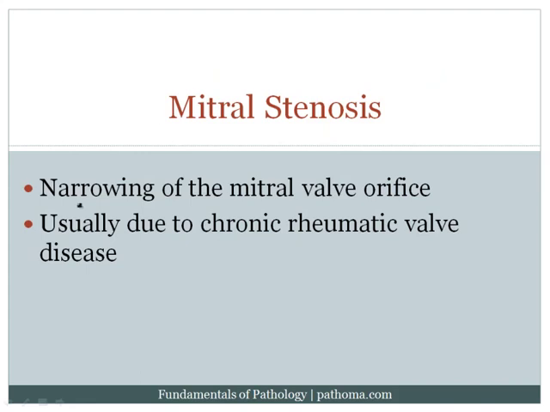Mitral stenosis is when we have narrowing of the mitral valve orifice, and the key circumstance in which we would see this would be chronic rheumatic valve disease. Remember that chronic rheumatic valve disease preferentially involves the mitral valve and that it creates stenosis. So chronic rheumatic disease creates stenosis, and acute rheumatic disease creates regurg. And that's a high-yield sort of simple principle to bear in mind.